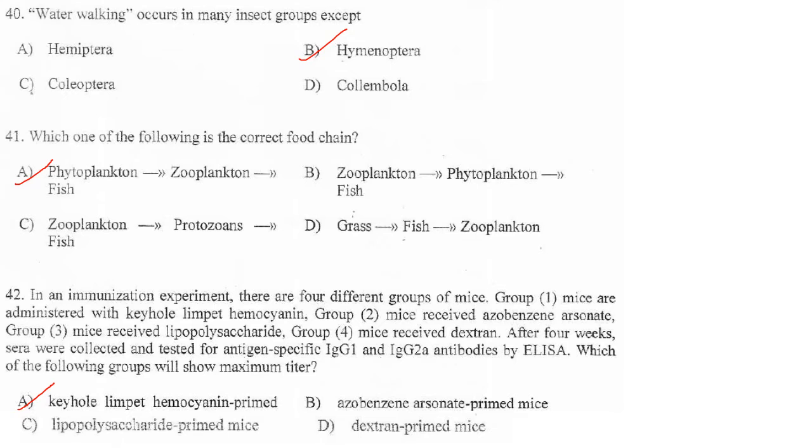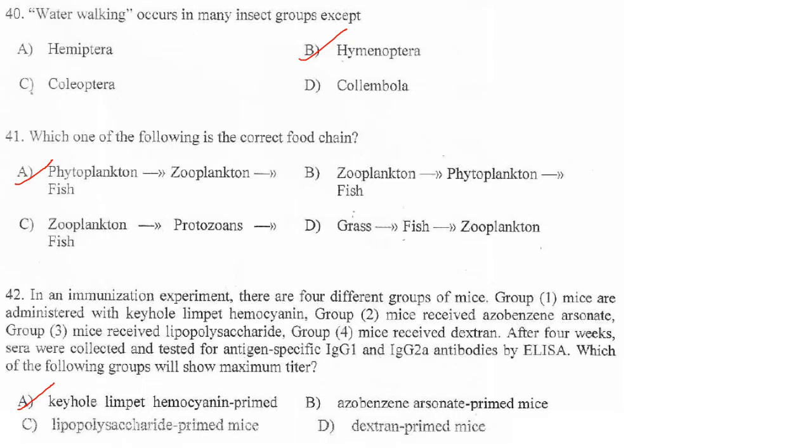Which of the following groups will show the maximum titer? Now before coming to the answer, let me tell you about antibody titer. It is a type of blood test that determines the presence and level, that is, the titer, of the antibodies in the blood. This test is carried out to investigate if there is an immune reaction triggered by antigens in the body.